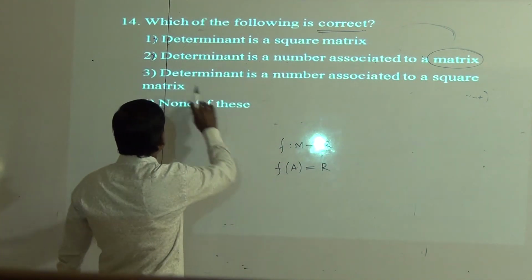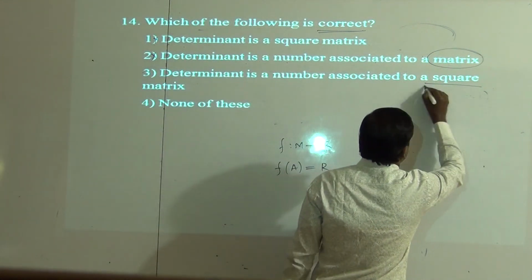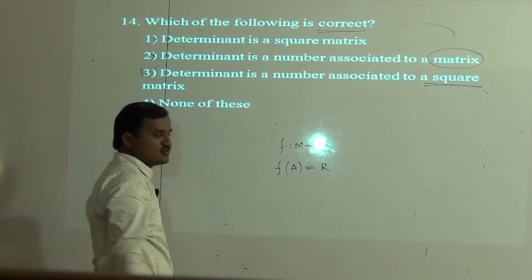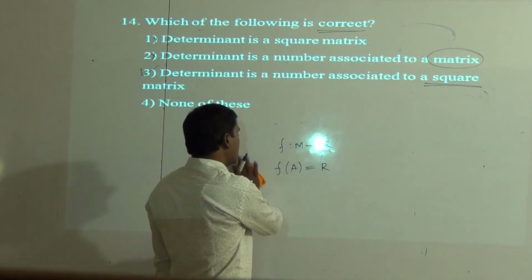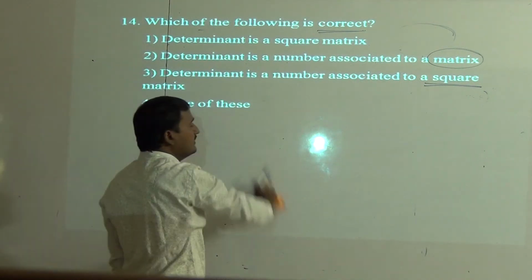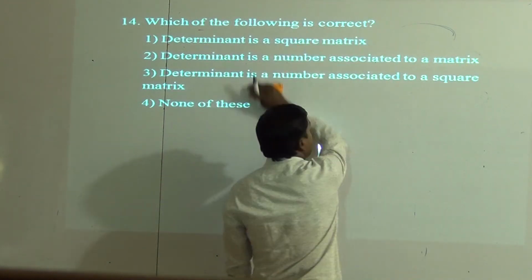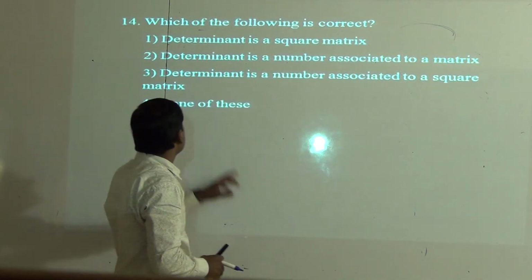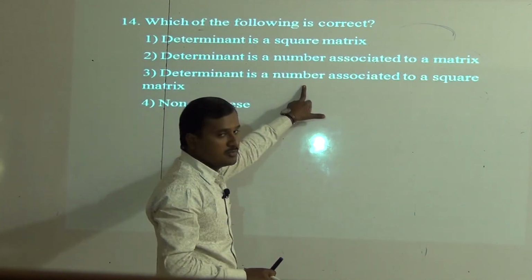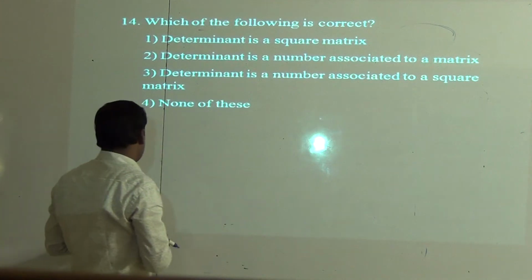Next, third option, determinant is a number associated with the square matrix. So clearly the third option is the right one. In this question, they just asked you to write the definition of a determinant: a determinant is a number associated to a square matrix. Therefore the third option is the right one.